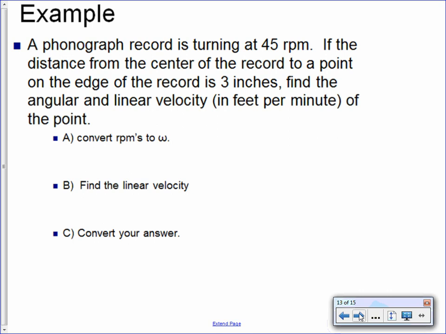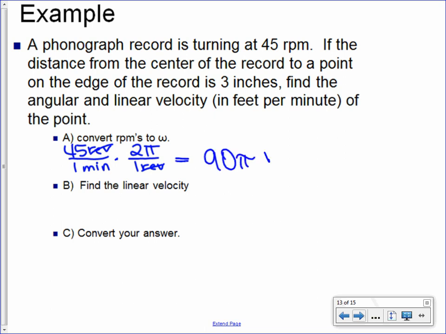Okay. If they say angular velocity, they want radians per minute or radians per second, depending on what unit of measure you were given. So 45 RPM is a measure of angular velocity, but they're wanting it in radians instead of revolutions. So the first thing we have to do is a conversion. We have 45 revolutions per minute. Let's get it to radians per minute. What should we multiply by? Two pi radians over 1 revolution, so that the revolutions cancel, and our phonograph is spinning 90 pi radians per minute.